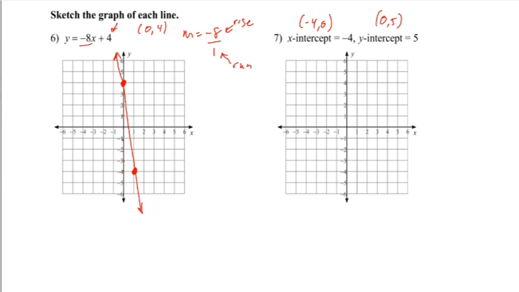So I'm going to draw one point at the x-intercept, which is minus 4, 0, which is right there. And my second point is going to be at 0, 5, which is going to be right there. I'm going to draw a straight line between those two. And that's the graph of this line.